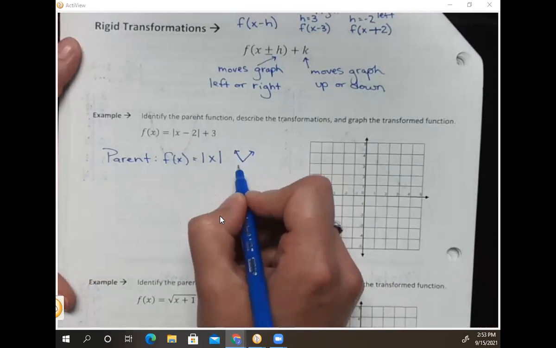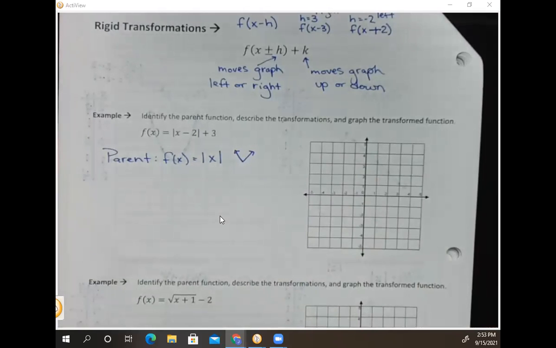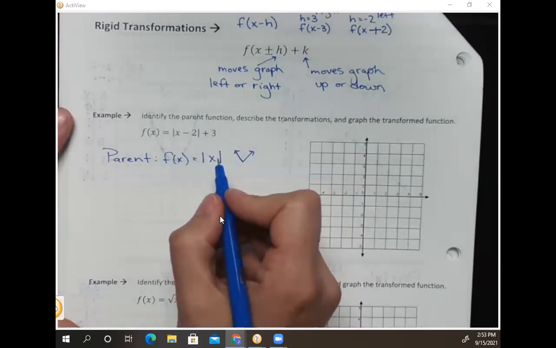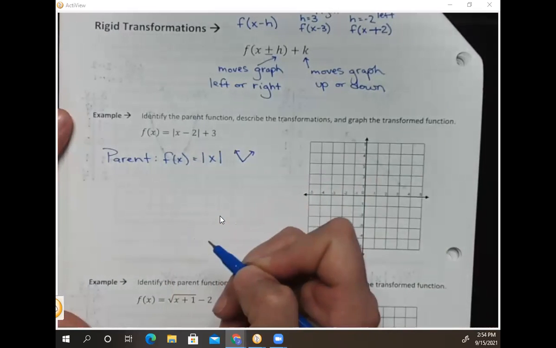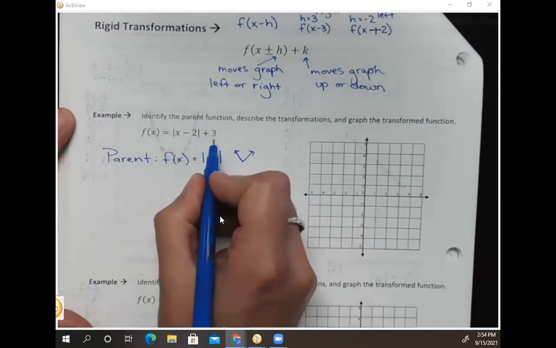Now, we're not going to have exactly the same graph that we had on the last page for our parent graph because we've made some changes to the function, right? We started with plain old absolute value. That's our parent function. And then we did some stuff to it.